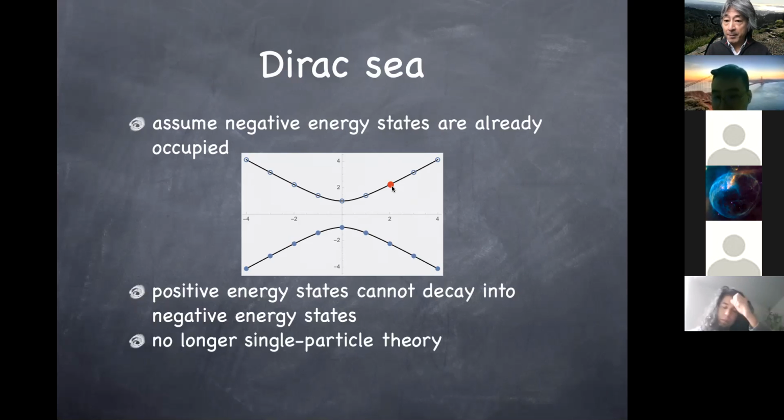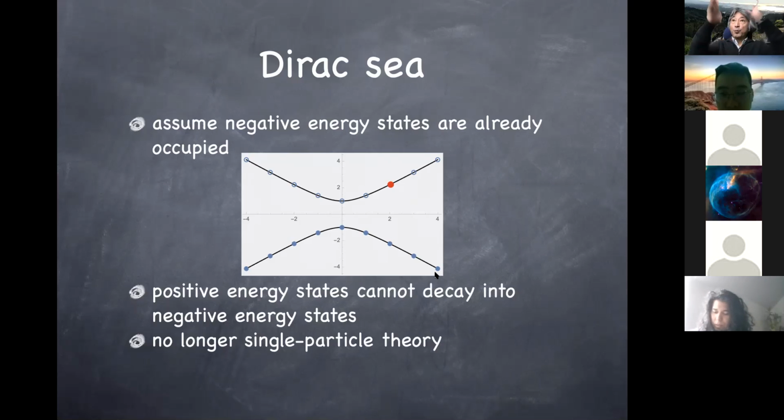But now you see a problem. Dirac was trying to come up with a single-particle wave equation, akin to the Schrödinger equation in quantum mechanics. But now he had to face the situation that he has to accept an infinite number of particles occupying the negative energy states. This is what is called the Dirac sea.